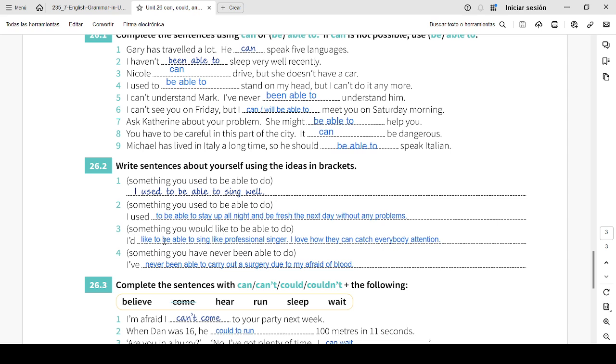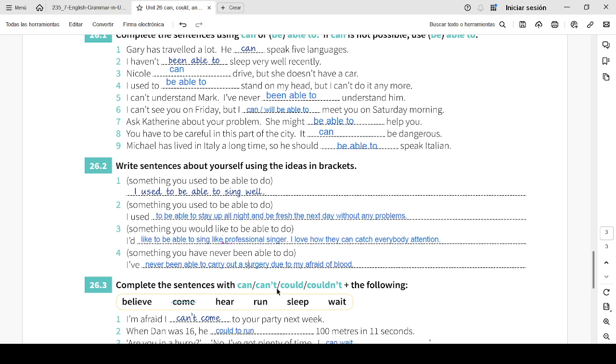So next one. Something you would like to be able to do. I'd like to be able to sing like a professional singer. Okay, anyway, in this case it's wrong. I'd like to be able to sing as a professional singer, no "like." So I'm gonna fix it.